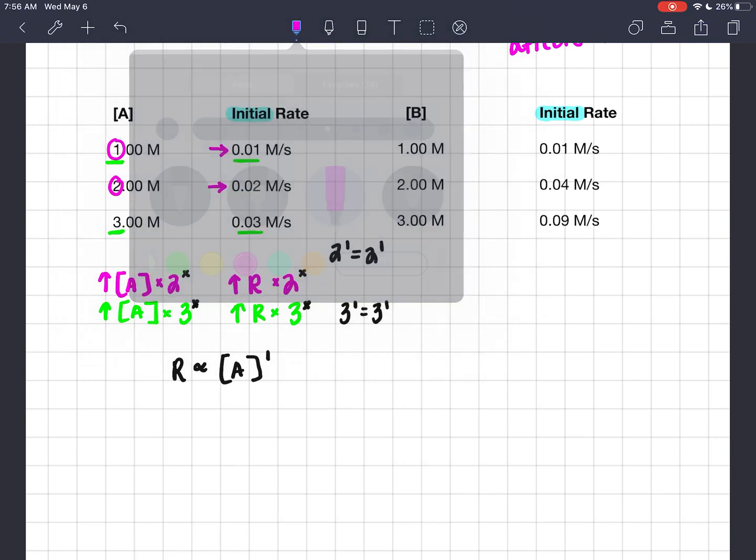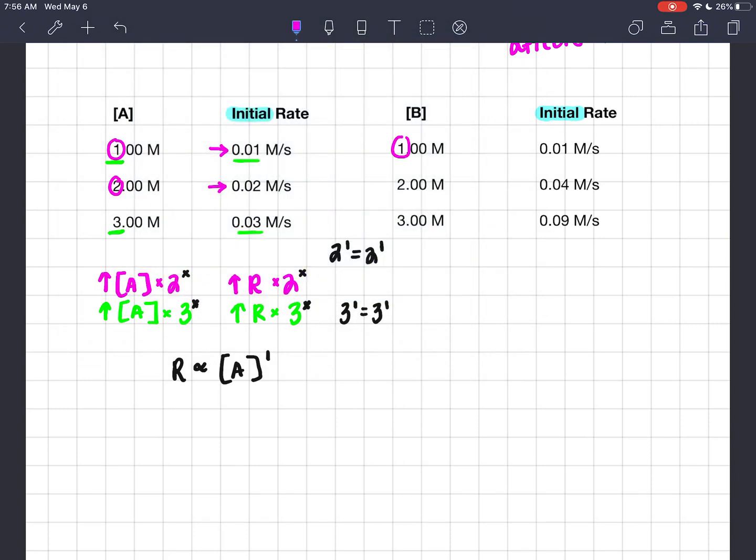So I'm going to do the same thing now, looking at B's concentration. When B is at 1 molar and it goes to 2 molar, what happens to my initial rate? It goes from 0.01 to 0.04. So this is interesting. I increase my concentration of B by a factor of 2. I doubled it. And what happened to my rate is it increased, but instead of increasing by a factor of 2, it increased by a factor of 4.